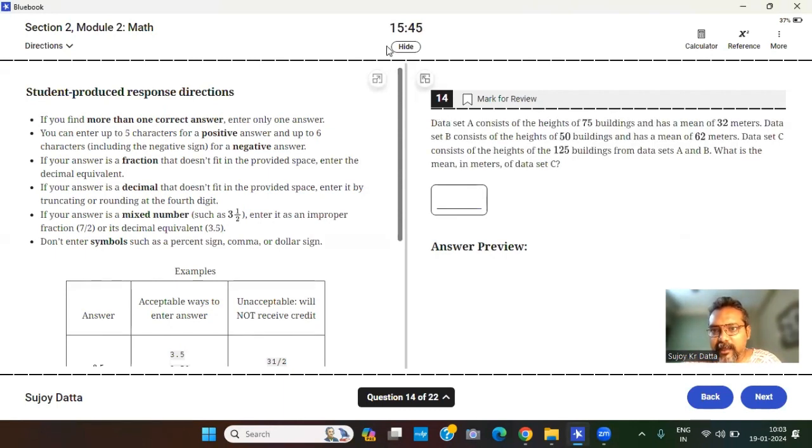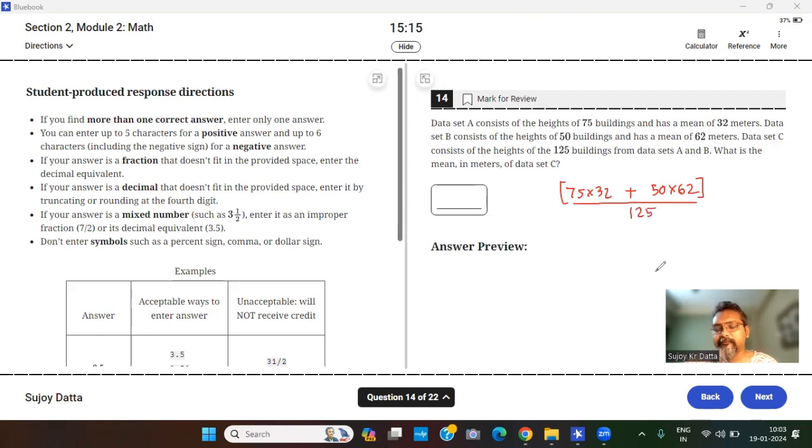Dataset A consists of the heights of 75 buildings and has a mean of 32. Dataset B has a height of 50 buildings, has a mean of 62. Dataset C has the total of all these buildings. What is the mean? So what is the total height of all of them in A? 75 times 32. What is the total of all the heights of set B? 50 buildings, each is 62. So 50 times 62. So this is the total height of all 125 buildings.